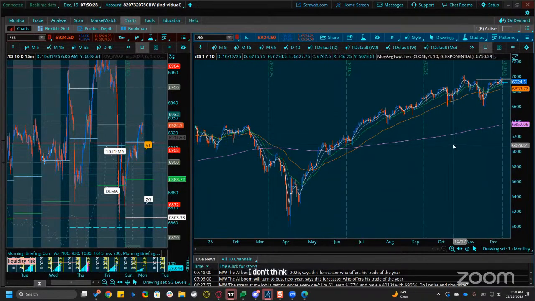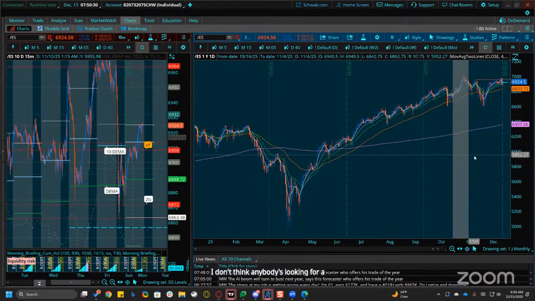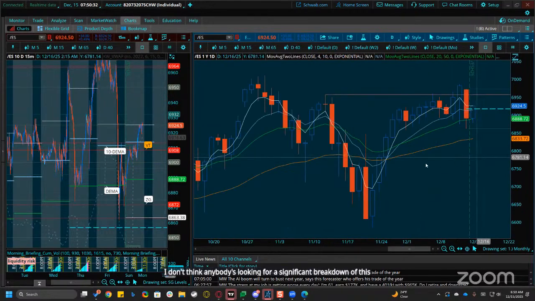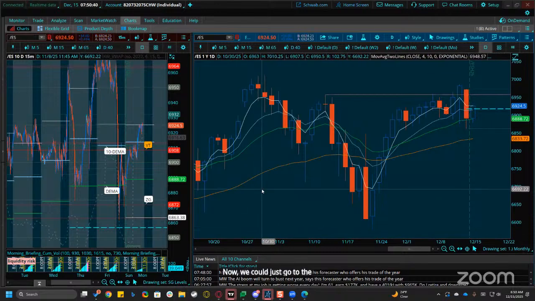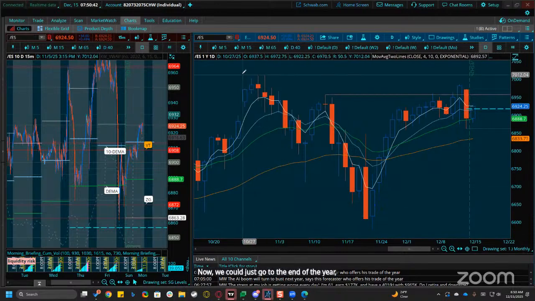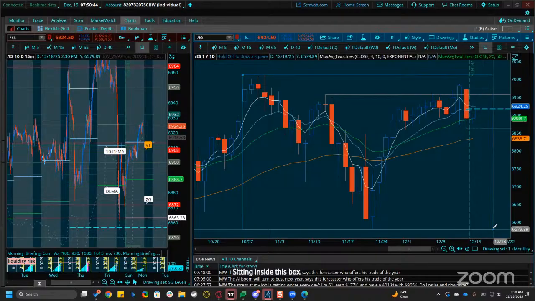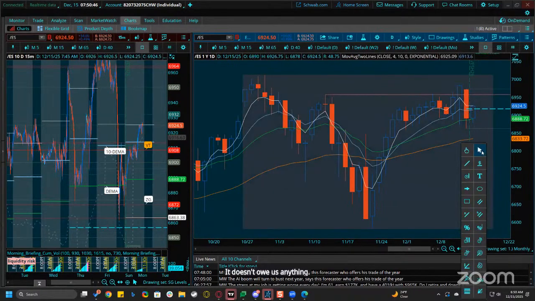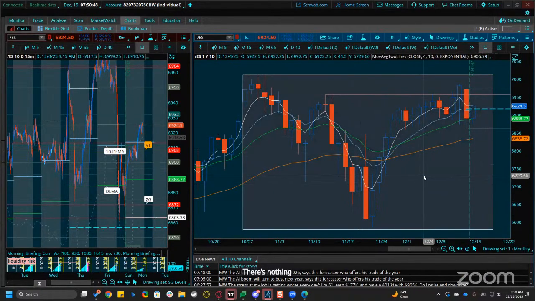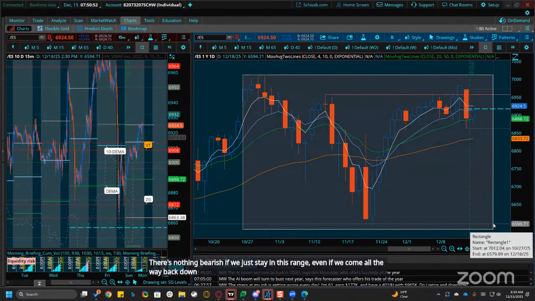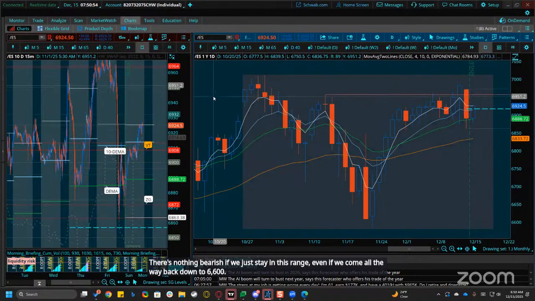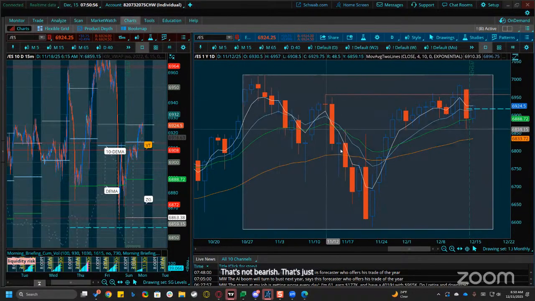I don't think anybody's looking for a significant breakdown of this structure, right? But this is the entirety of the structure. It's big. Now, we could just go to the end of the year sitting inside this box. It doesn't owe us anything. There's nothing bearish if we just stay in this range, even if we come all the way back down to 6,600. That's not bearish. That's just us sitting in this range.